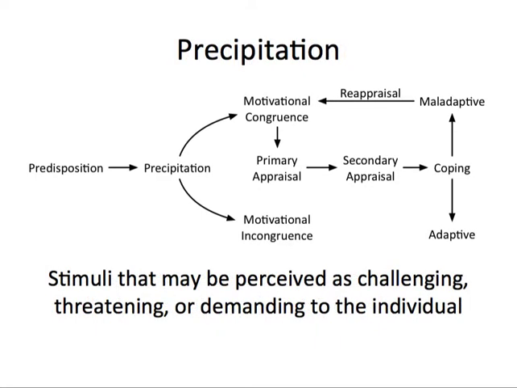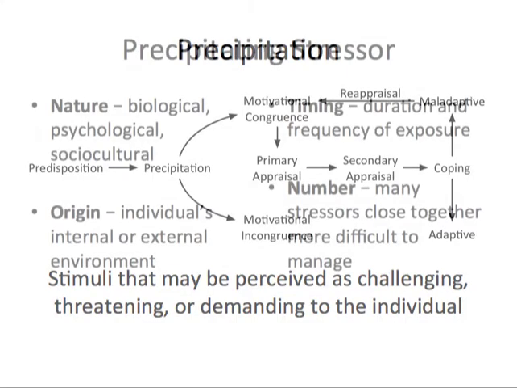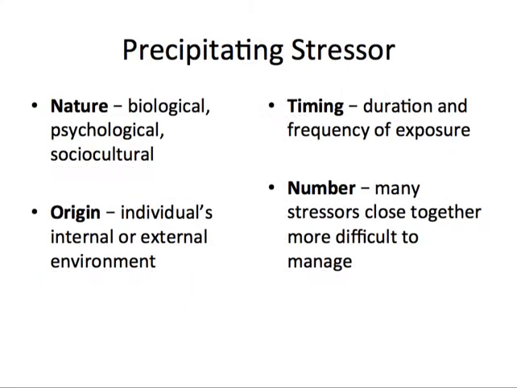The next portion of the model is precipitation. This refers to stimuli that are perceived as challenging, threatening, or demanding to the individual in some way. This is essentially the triggering event or the stressor itself. The precipitating stressor can be expanded upon by considering the nature, origin, timing, and number of stressors. You may gather some information about this while constructing a history of present illness.